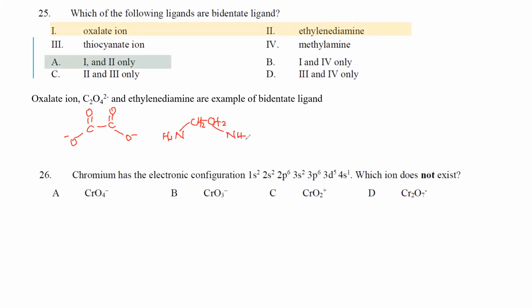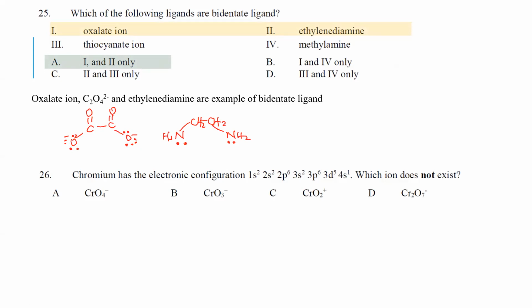Okay, so this is how both of them look like, making use of the non-paired electrons in each of their respective oxygen ligand donor atoms to form the bidentate ligand to the center metal ion. Okay, so that is how both of them look like. So that is for 25. Then we move to 26.